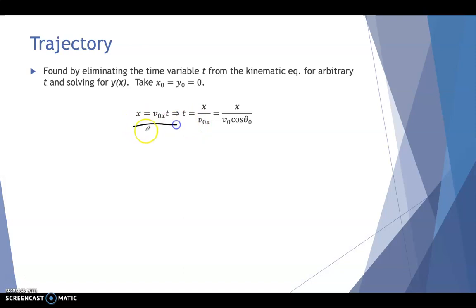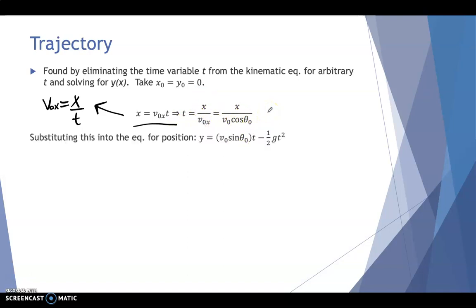In this equation, x equals v naught x t. This makes sense since v naught x equals x over t, our position over time. Then we solve for t and plug in what v naught x is. That's just v naught cosine theta naught. Now we can substitute this into the equation for position.